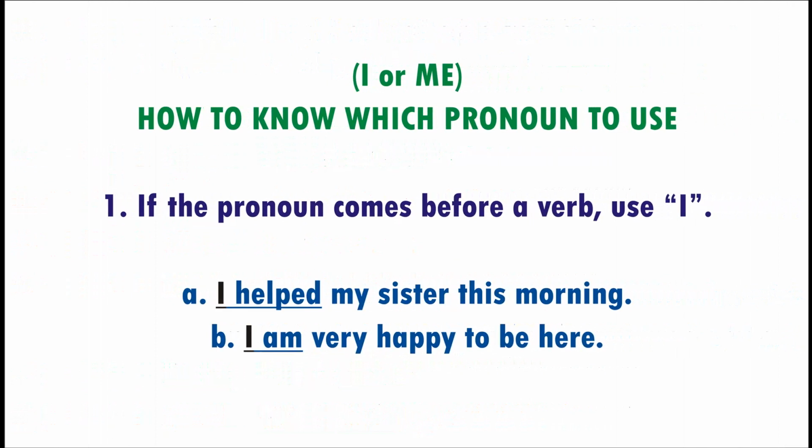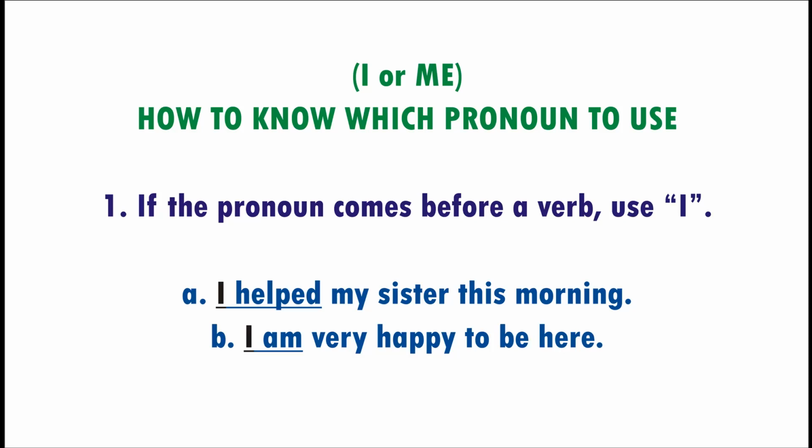Now the first tip is, if the pronoun comes before a verb, it is likely to be the subject of the sentence or the doer of the verb. So use I. If the pronoun comes before a verb, use I. Example A, I helped my sister this morning. I is the doer of the verb helped. So it is the subject of the sentence.